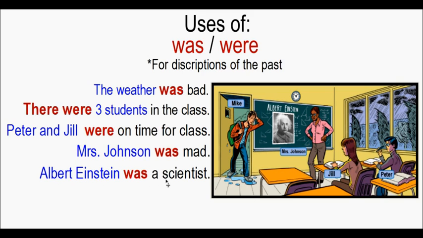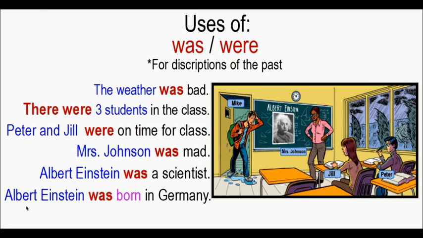Albert Einstein was a scientist. That's a description of Albert Einstein and his job. And Albert Einstein was born in Germany. It's a description of Albert Einstein and the place he was born.